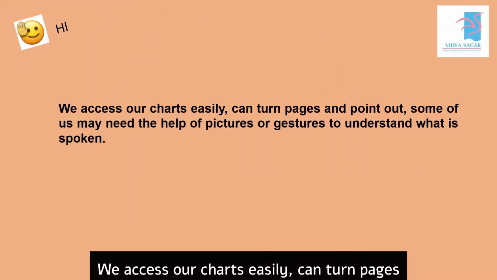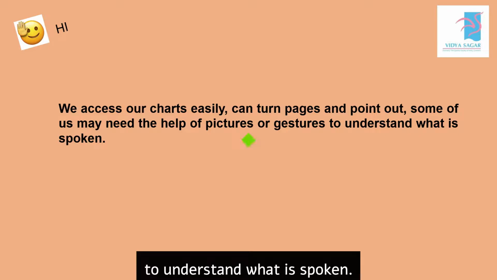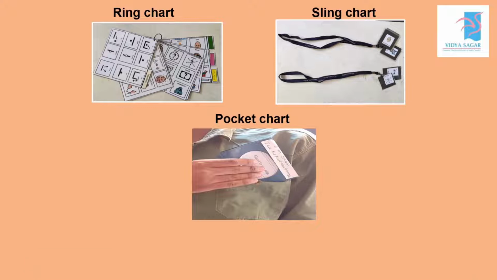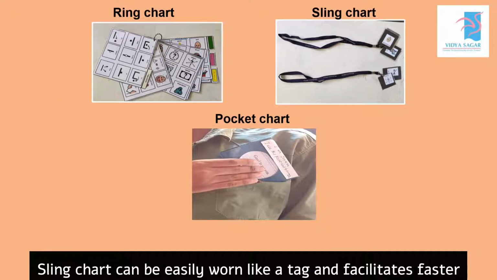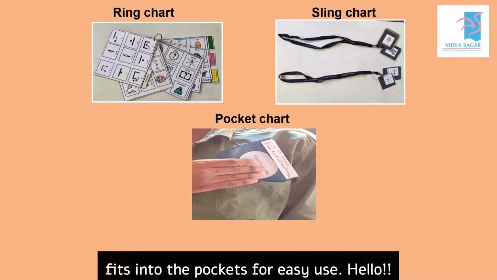We access our charts easily, can turn pages and point out. Some of us may need the help of pictures or gestures to understand what is spoken. These are the different types of low-tech charts. Ring chart can be tied in a wheelchair. Sling chart can be easily worn like a tag and facilitates faster communication. Pocket charts are designed such that it fits into the pockets for easy use.